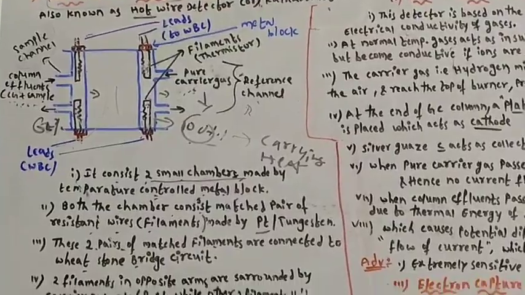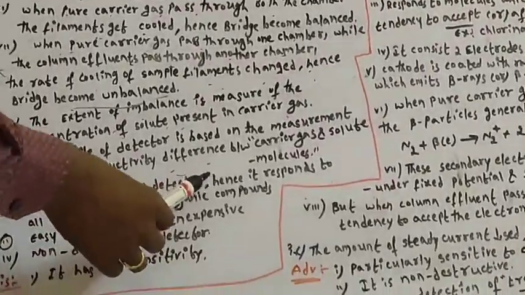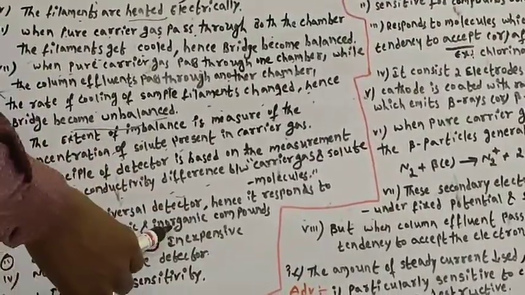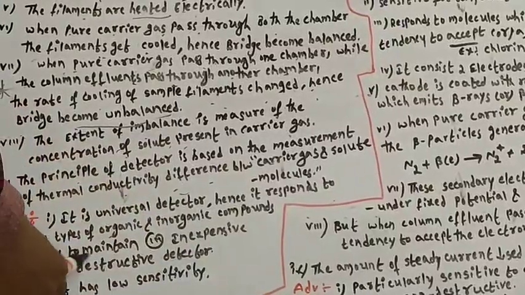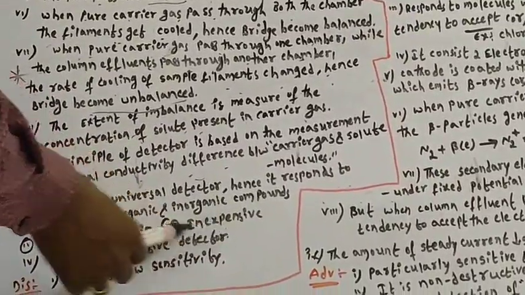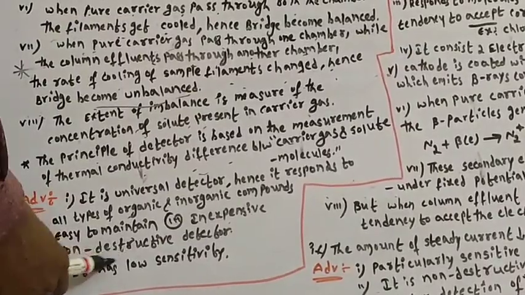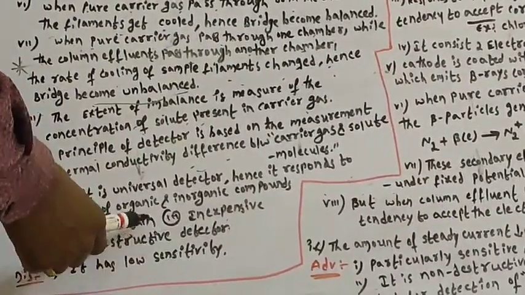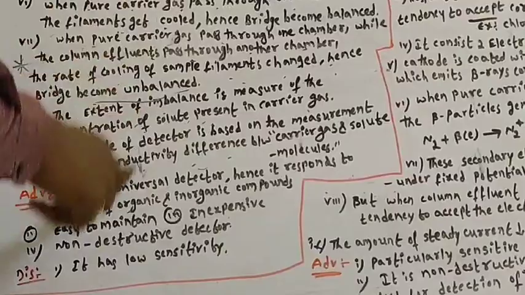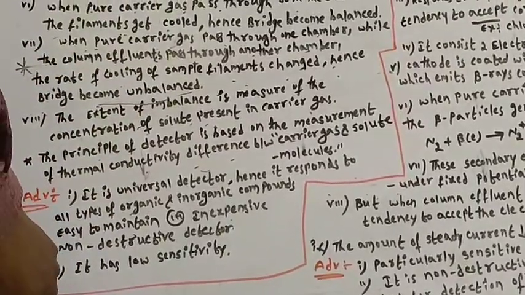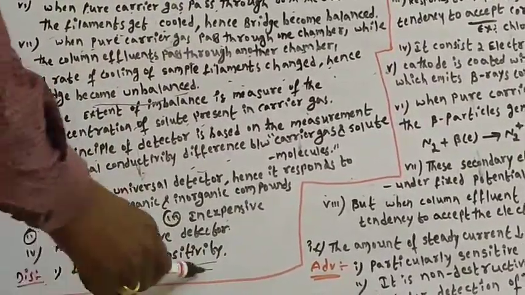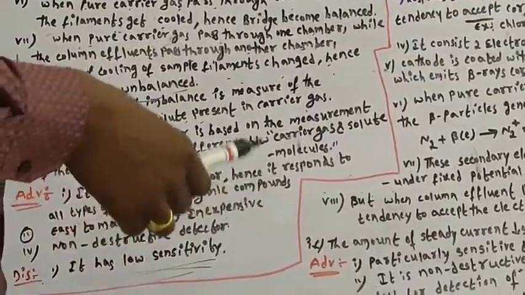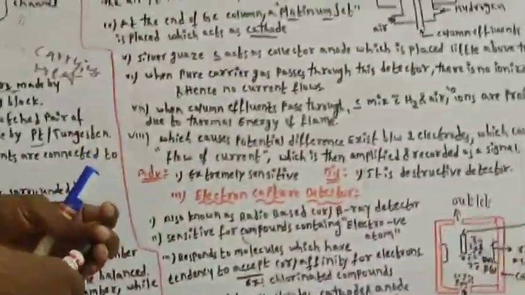Then advantages. It is a universal detector, meaning it responds to all kinds of organic as well as inorganic compounds. Easy to maintain. This TCD is inexpensive and it is a non-destructive detector. The sample will not be destroyed by this detector. The only disadvantage is that it has low sensitivity. This is about the thermal conductivity detector.